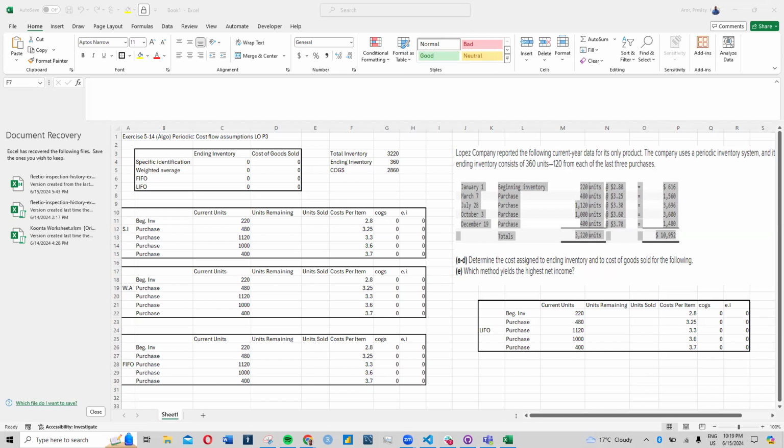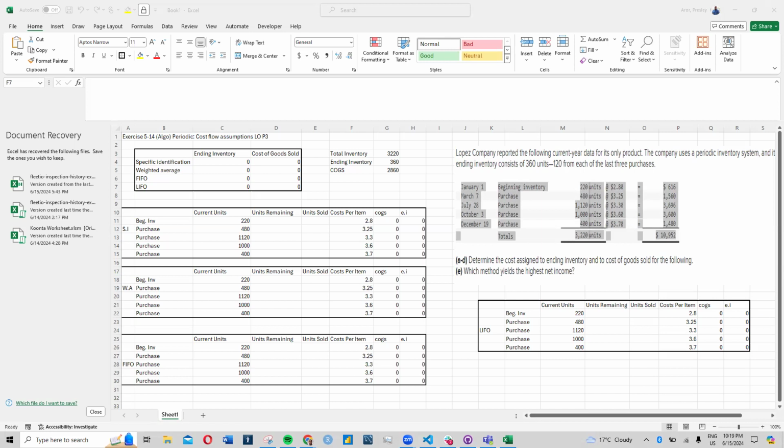And then weighted average calculates an average cost of all units available for sale during the period and assigns this average cost to both ending inventory and cost of goods sold. So basically, it's an average of all the prices of all the units, and that's what you use to calculate cost of goods sold or ending inventory.